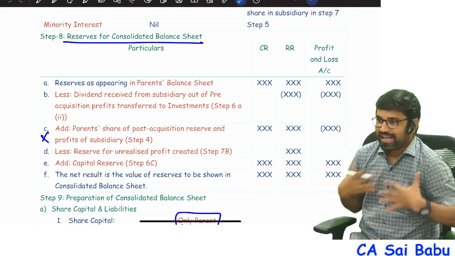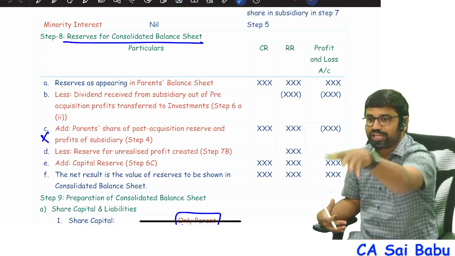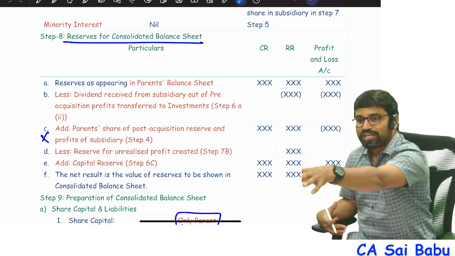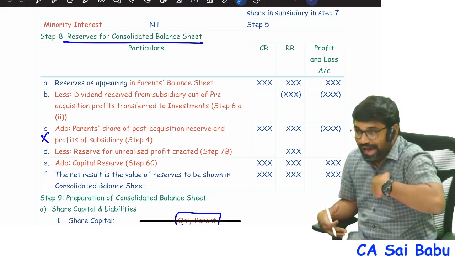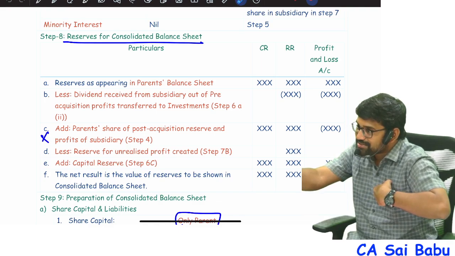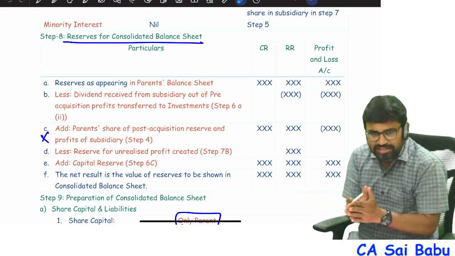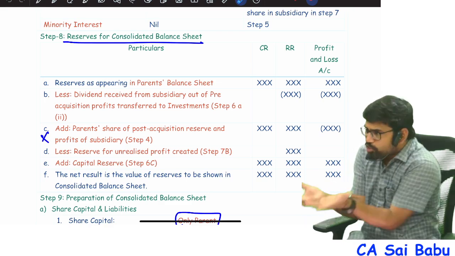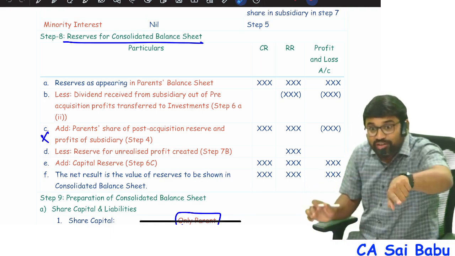Sir, I am the parent. You are the subsidiary. I sold goods to you for 120. 100 rupees cost, sold at 120. That means what is the profit? The entire 20 is unrealized. I need to remove it in the consolidated balance sheet. Correct? Because this 20 is not a profit for the group. The stock is there with me only, in the group only. Okay? The entire 20 will be eliminated.